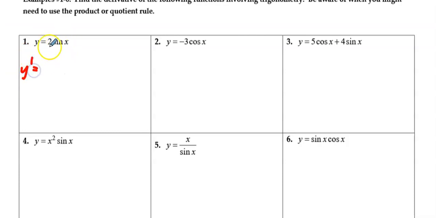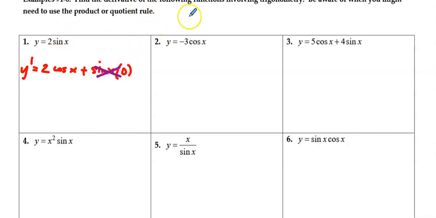If I use the product rule for this problem, I first write down my first function, which is 2, and multiply by the derivative of my sine function, which we now learn is cosine of x. Then plus, I write down my second function, sine, and multiply by the derivative of the first function, which is a constant, so it's 0. It's the first times the derivative of the second plus the second times the derivative of the first. But notice that the derivative of a constant is always 0, which means we never have to do this second part.